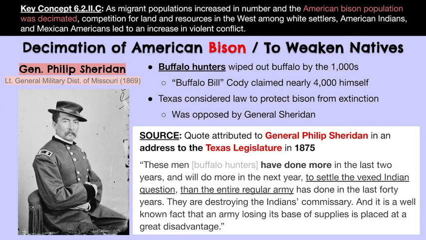In the 1870s, the Texas legislature had seen the decimation of the buffalo, realized that the buffalo were nearing extinction, and considered passing a law to protect them. To which General Sheridan of the U.S. Army addressed this Texas legislature in 1875, saying, "These men," referring to buffalo hunters, "have done more in the last 2 years and will do more in the next year to settle the vexed Indian question than the entire regular army has done in the last 40 years." So he was very much encouraging the continued slaughter of the American bison in order to weaken the Native American enemy.